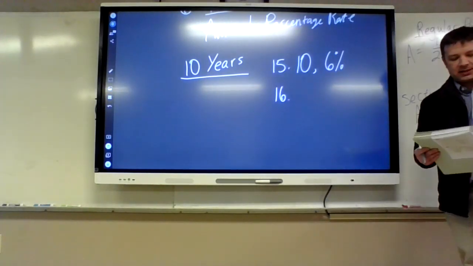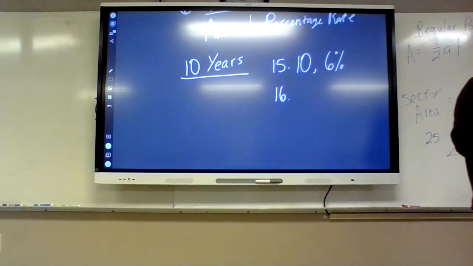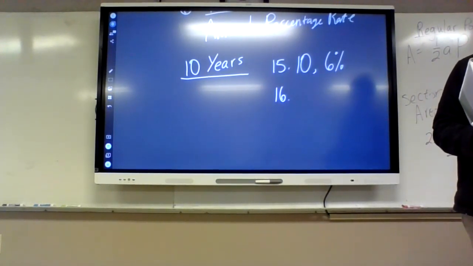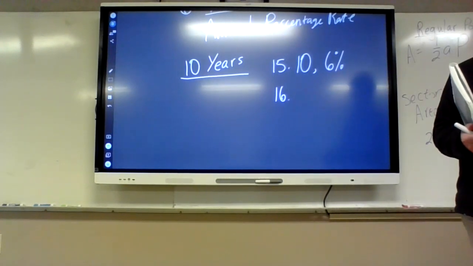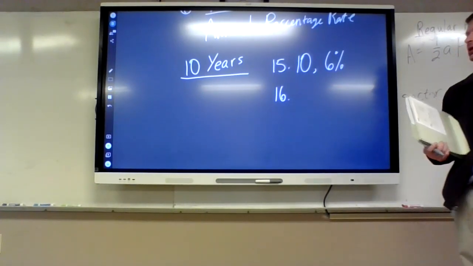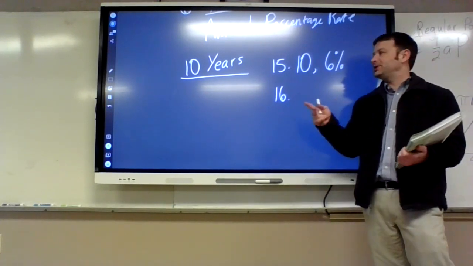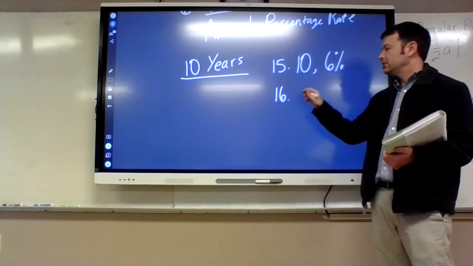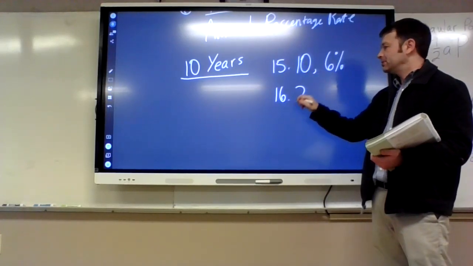Okay, 16 says semi-annually. What does that mean? Half a year. How many payments would we be paying if we paid semi-annually? Twice a year. So if we paid twice a year for 10 years, how many payments are we going to make? 20. So just do 10 times 2.